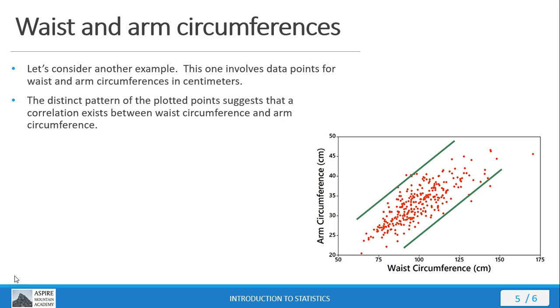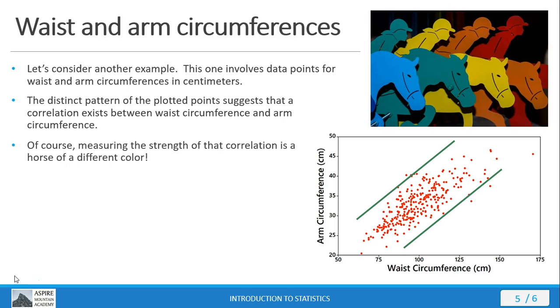Now, how do we measure the strength of that correlation? Well, that is, as they would say in the Emerald City from The Wizard of Oz, a horse of a different color.